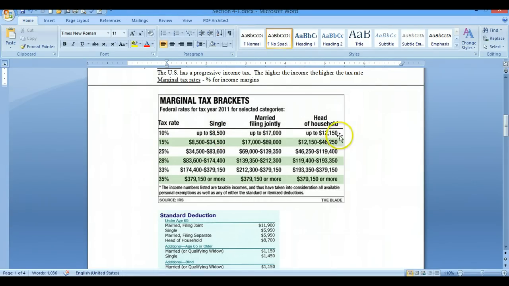So head of household, remember, this would be like a single adult or a single parent who has dependents and they pay for more than 50% of the needs of their dependents. So single mothers and single fathers have those tax advantages, which we are grateful for. Single over here and married filing jointly. I don't have the married filing separately on this particular file.